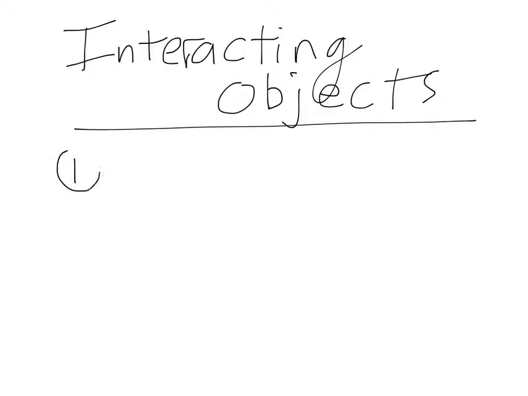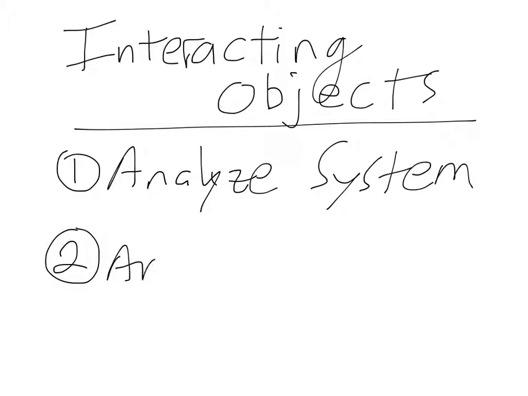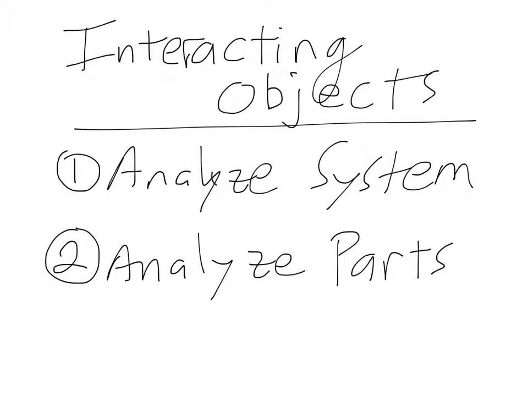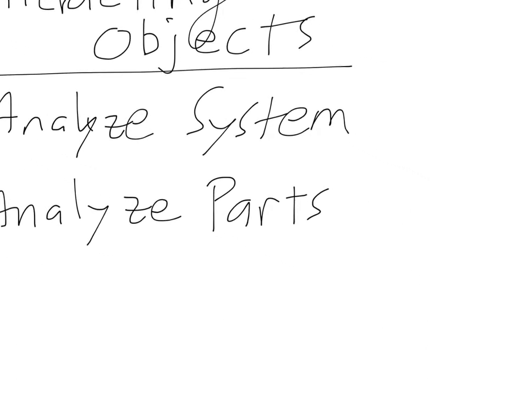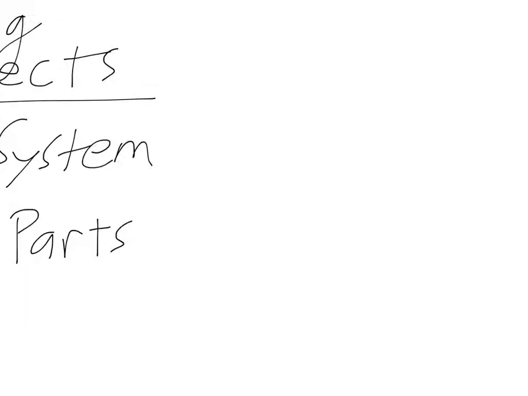The generals fall into two steps every single time you do this. The first one is to analyze the entire system, and the second is to analyze the individual parts. And when you analyze the system, you will gain a piece of information from that. So in analyzing the system, you'll be able to figure out the net force of the system, the mass of the system, and the acceleration of the system.